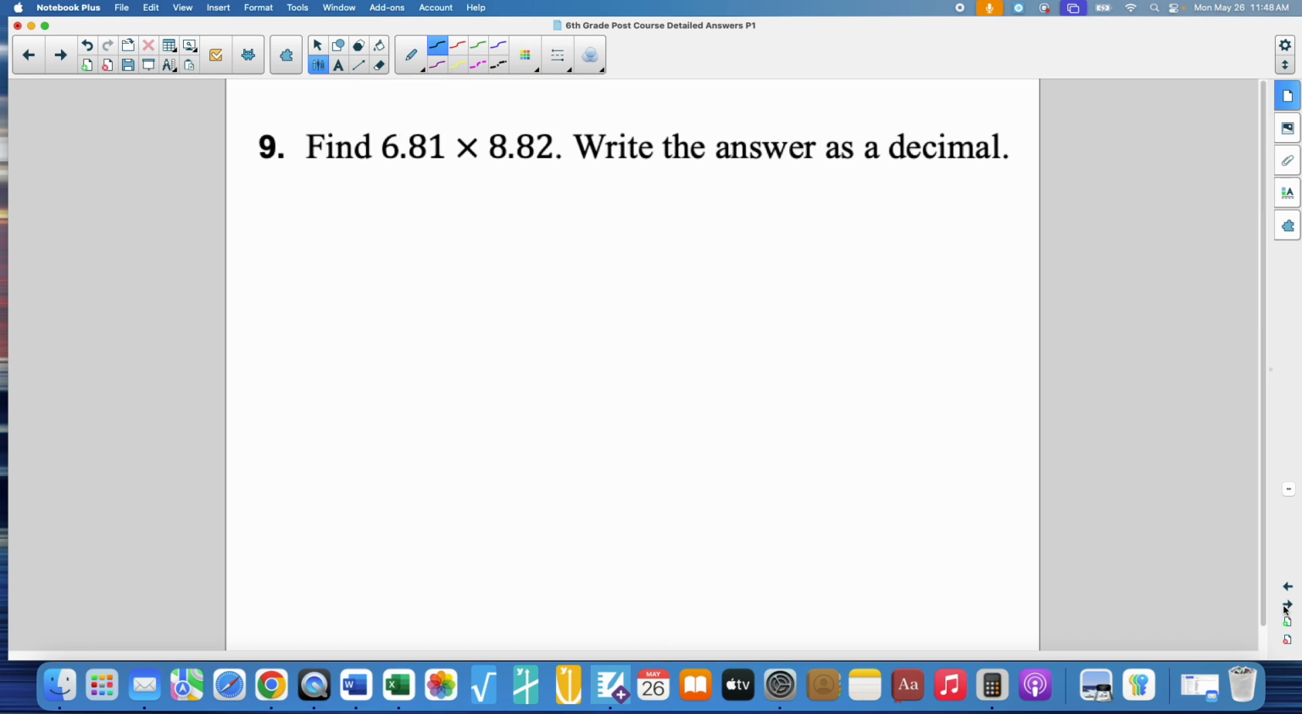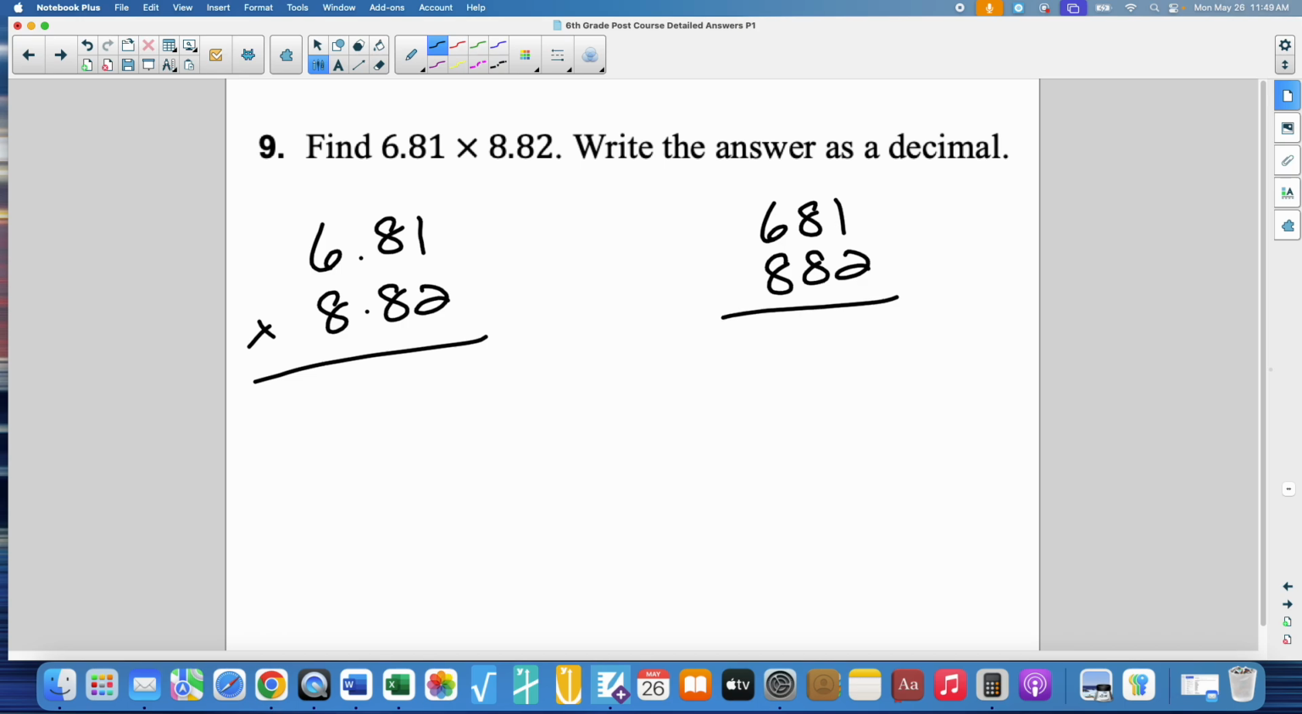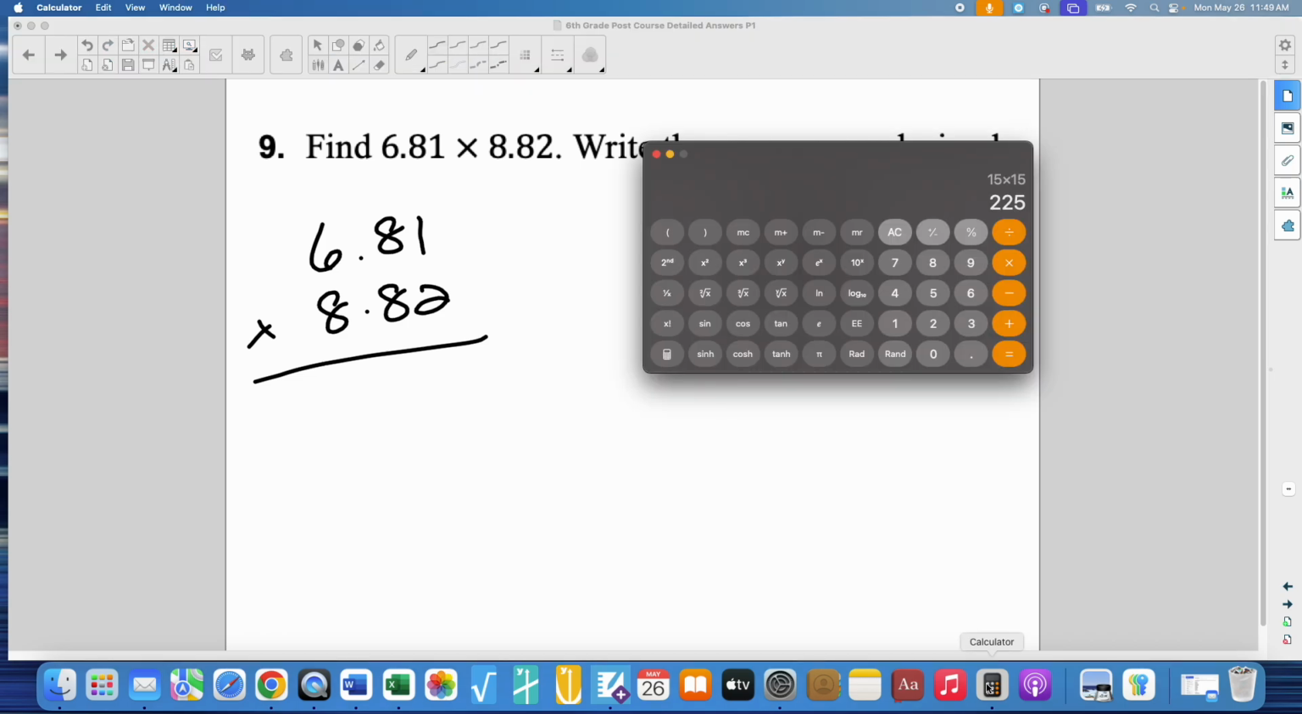Number 9, now we're multiplying. So when we multiply, we don't have to align. There's no aligning necessary, and it doesn't matter which one you put in the top or bottom. It really doesn't matter. I'm just putting those two numbers. We need to understand that 6.81 times 8.82 is exactly like 681 times 882. We're going to get the same exact digits in our answer. The only difference is going to be where that decimal place goes. Okay, and I'm going to show you real quick. Watch this.